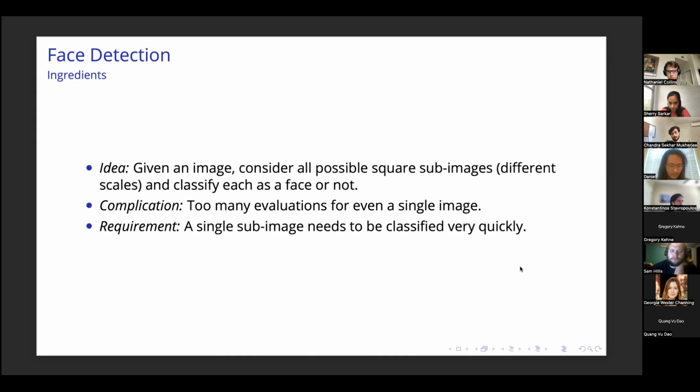And if we classify a small image, a sub-image, as being an image containing a face, then we just put a bounding box around this sub-image. The complication is that because we have to brute force over all the possible boxes, there are too many evaluations needed, even for a single image.